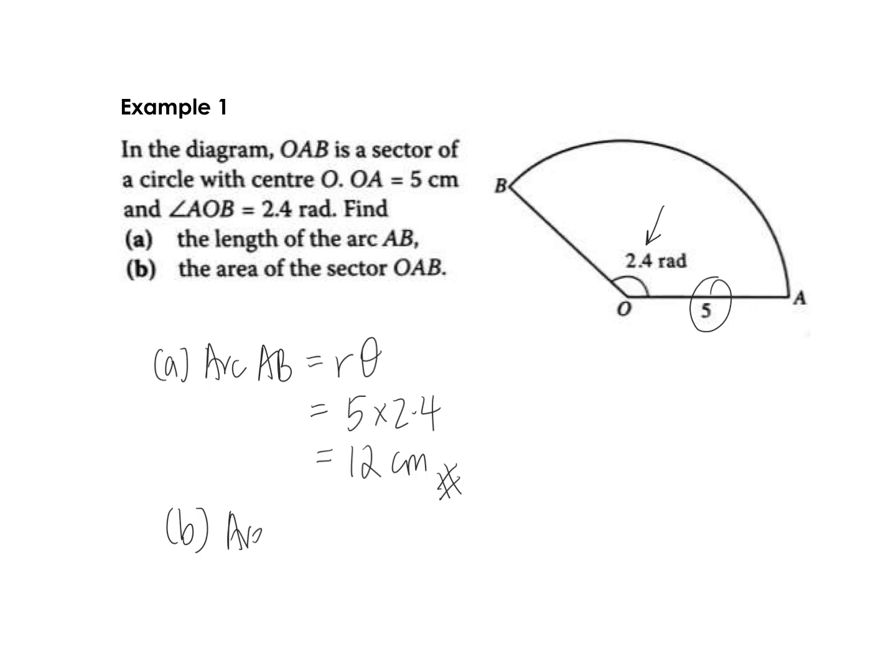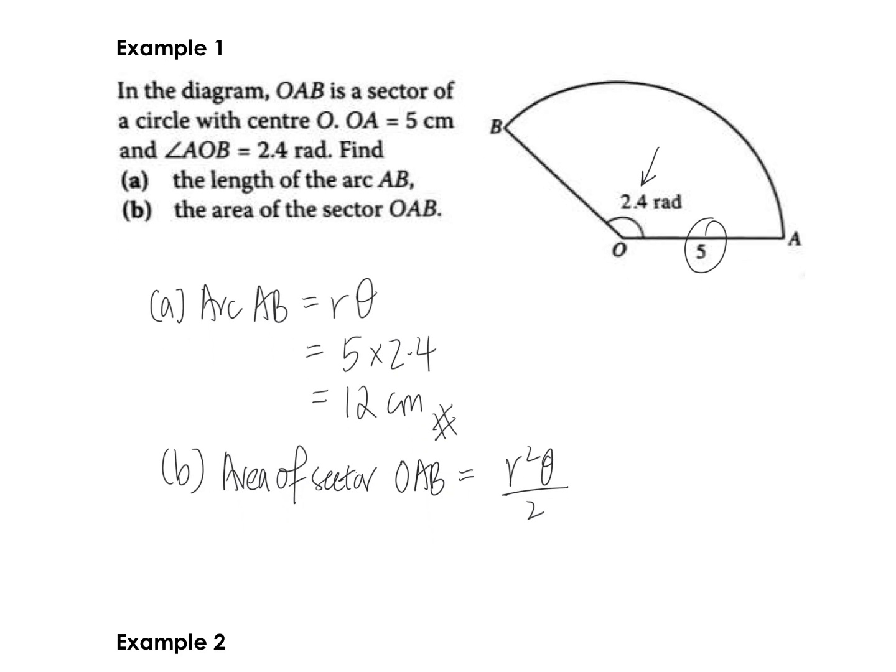Okay, area formula, it's r square theta over 2. If you forget, go to the front page of the formula, right? So r square theta over 2. So you just have to put in 5 square times 2.4 divided by 2. That's all. 3 marks in your pocket. 1 mark for arc length, 2 marks for area of sector. So that's why if it's tested for end of year, you should be happy because it's there to help you score.